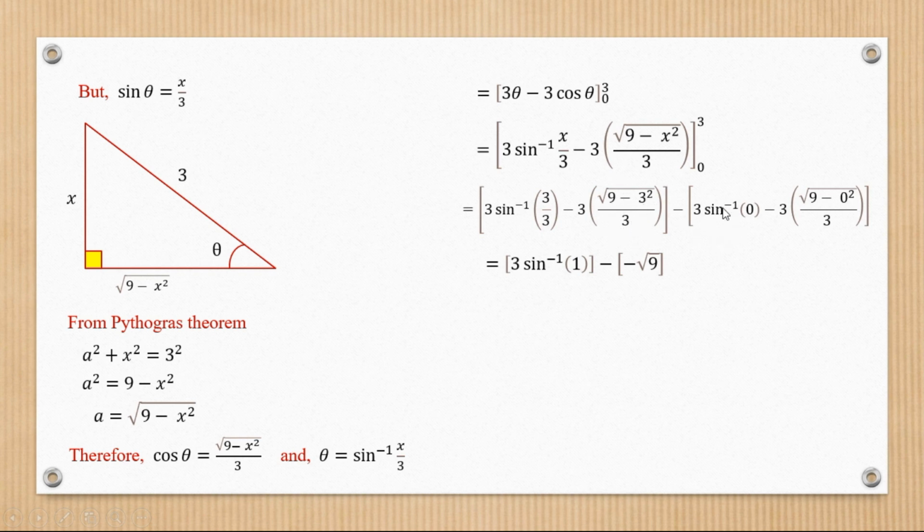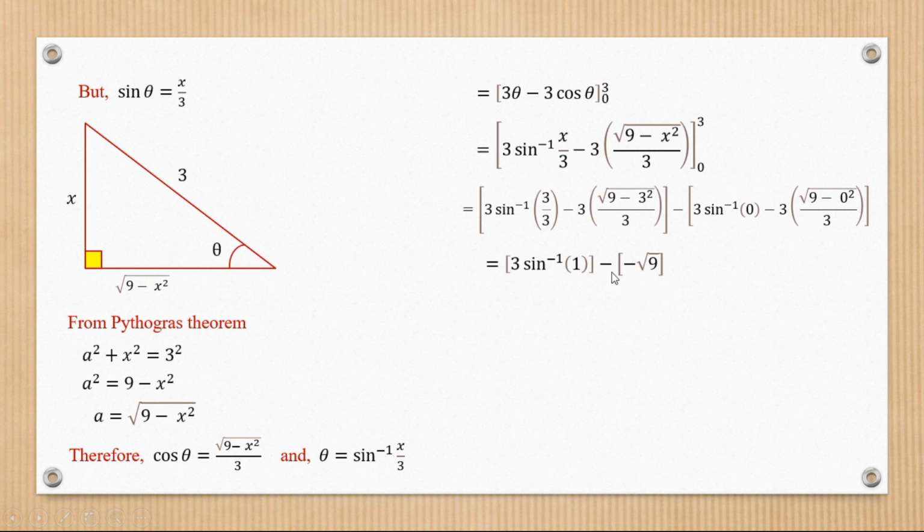Now 3 sine inverse of 0 is the other value, but sine inverse of 0 is 0. So this is also off. But now let's go back here. So now this 3 and this 3 cancel, and then we'll have 9 minus 0, which is 9. So we have root of 9, which is 3. So we're left with the root of 9 right here.